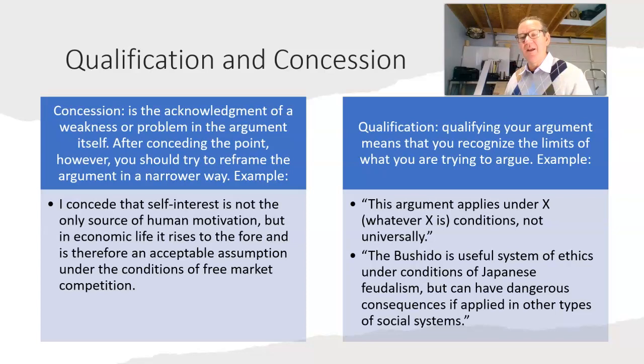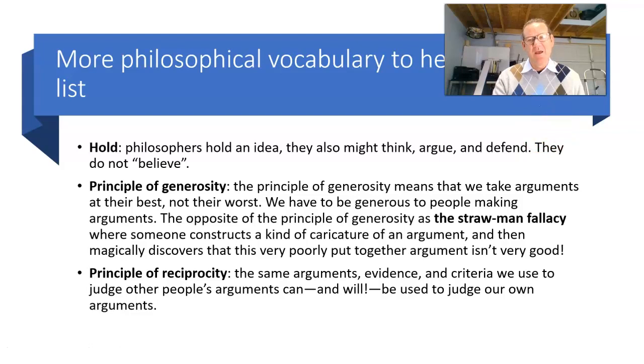Qualification is qualifying your argument, meaning you recognize the limits of what you're trying to argue. So this argument applies under X conditions, not universally. Bushido is a useful system of ethics under conditions of Japanese feudalism, but can have dangerous consequences if applied in other types of social systems. I mean, maybe, maybe not. I actually wouldn't fully agree with that argument, but I completely understand why someone would say that. So keep that in mind.